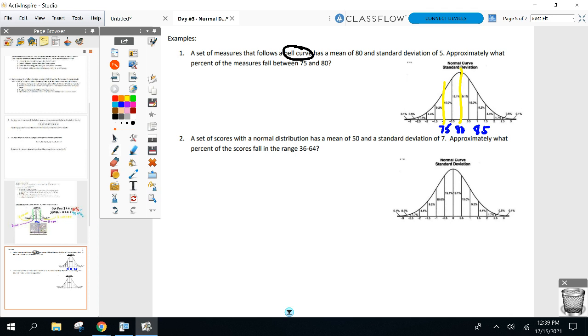Now I just add my percents up on my table. So I had 15 plus 19.1. There's 34.1% of the scores that fall between 75 and 80. Are we okay? 75 and 80, not 75 and 85, 75 and 80.